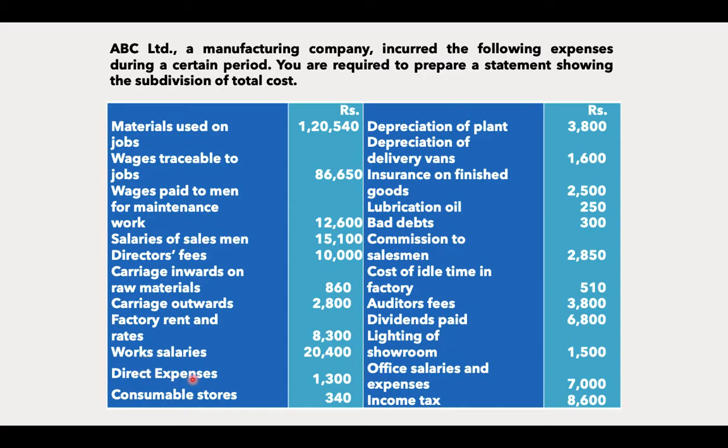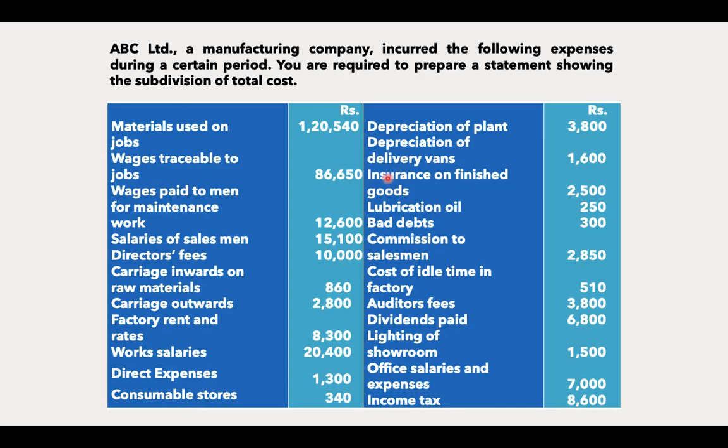This we have to adjust along with the prime cost. Then consumable stores. It will come under the factory overheads. And then next we have depreciation of plant. It refers to the depreciation of factory plant. So it will come under the factory overheads. Then depreciation of delivery vans. So delivery vans is mainly meant for the finished goods. So in these cases, this can be adjusted along with the selling and distribution overheads.